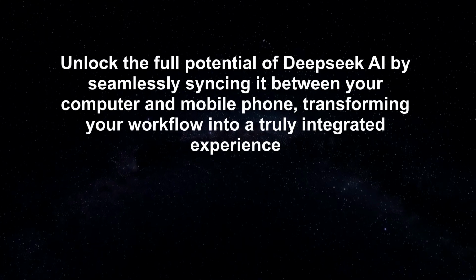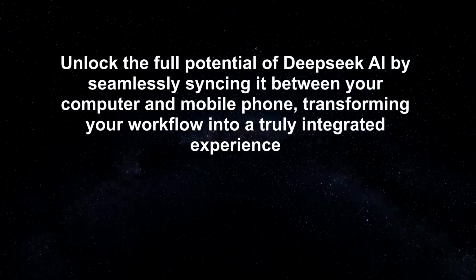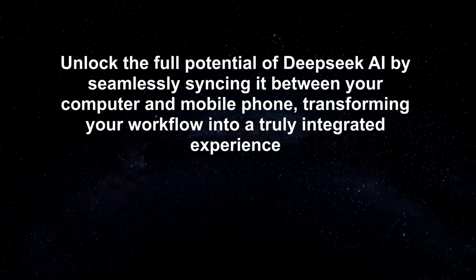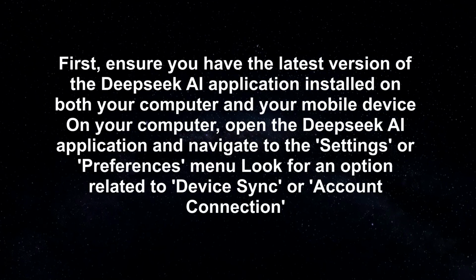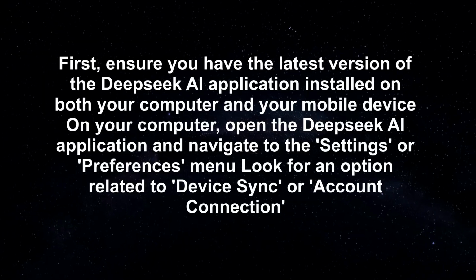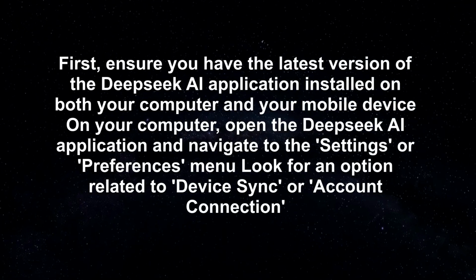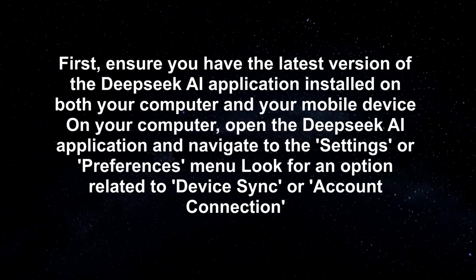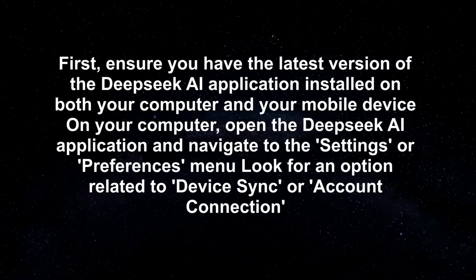Unlock the full potential of Deepseek AI by seamlessly syncing it between your computer and mobile phone, transforming your workflow into a truly integrated experience. First, ensure you have the latest version of the Deepseek AI application installed on both your computer and your mobile device. On your computer, open the Deepseek AI application and navigate to the Settings or Preferences menu.